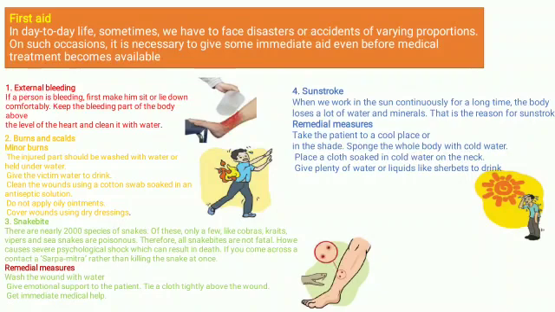Fourth one, sunstroke. When we work in the sun continuously for a long time, the body loses a lot of water and minerals. This is due to sunstroke. What will be the remedial measures? Take the patient to a cold place or in the shade. Sponge the whole body with cold water. Place a cloth soaked in cold water on the neck. Give plenty of water or liquids like sherbets to drink.